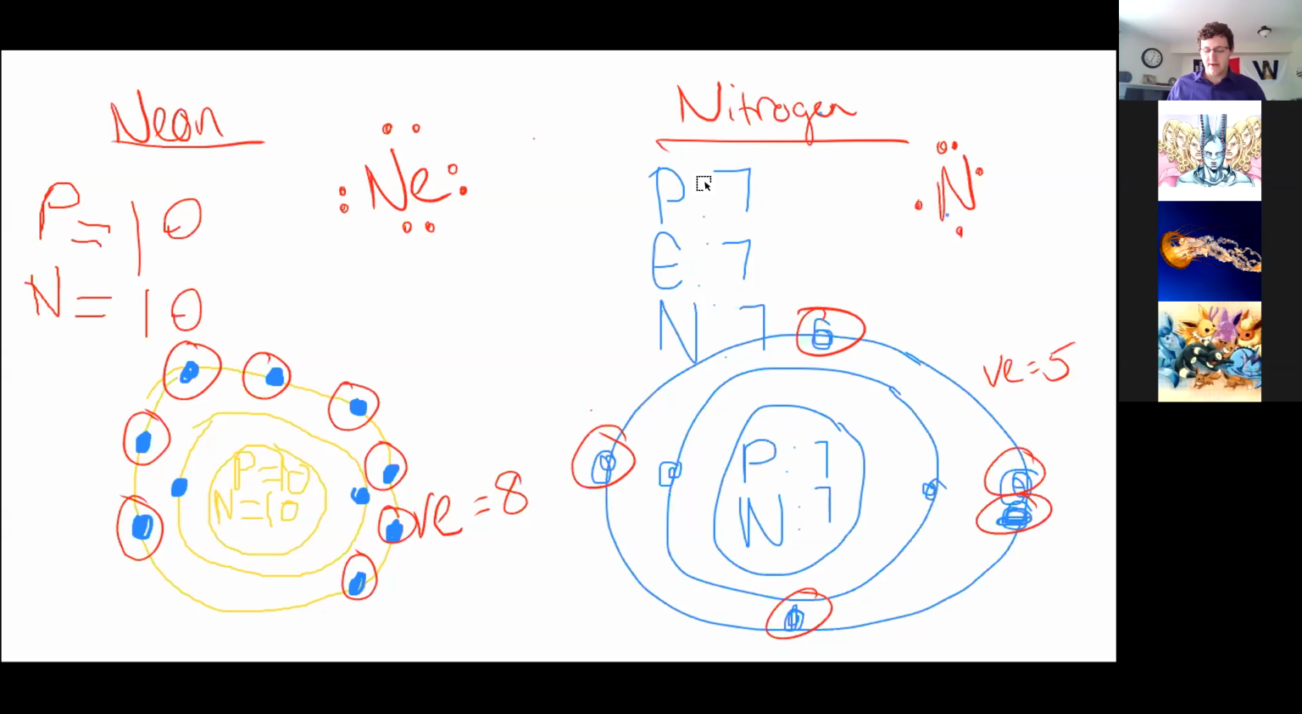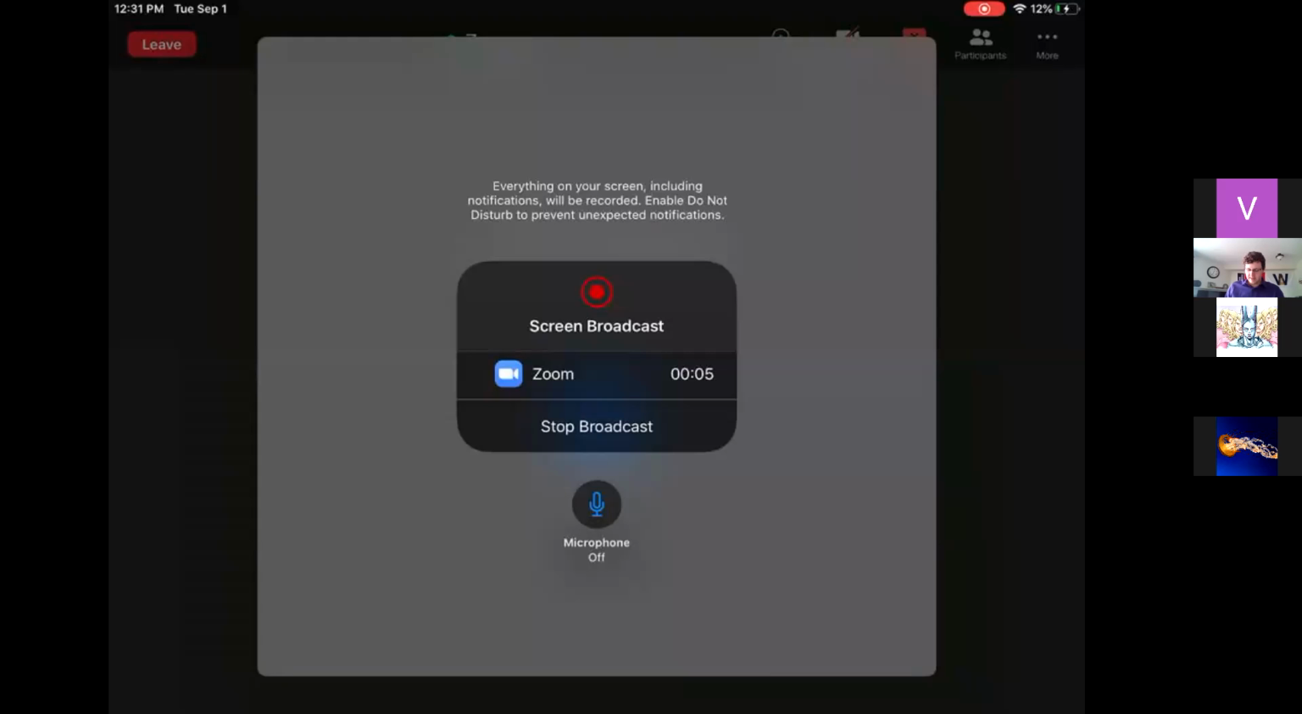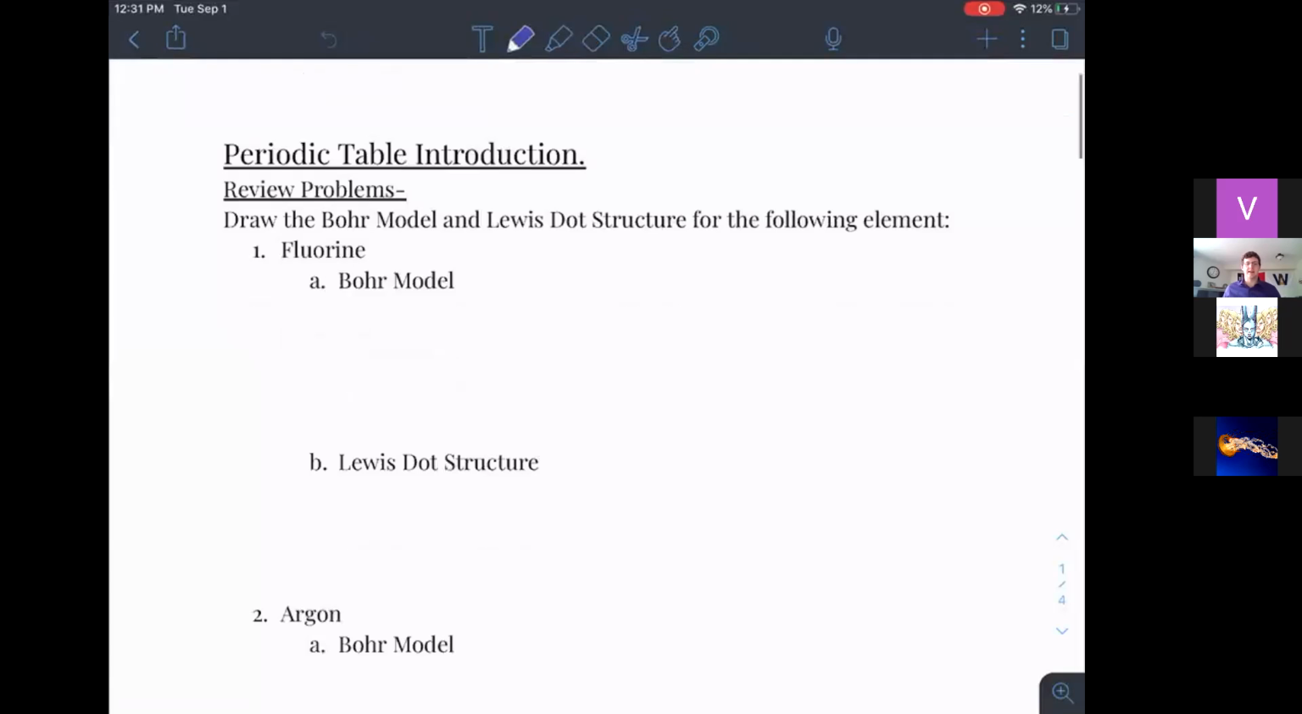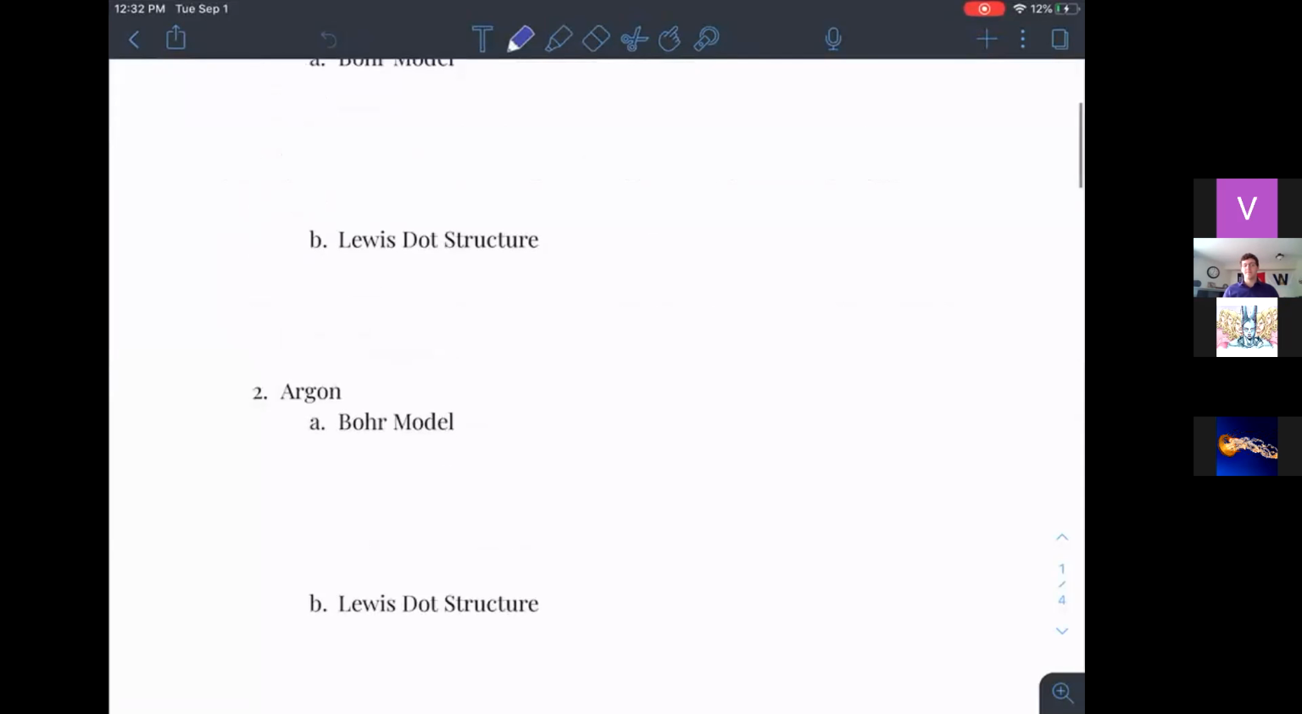What I want us to do now is go to Canvas. When we get to Canvas, you're going to open up today's assignment, and it's called Periodic Table Introduction. When we open it up, it looks something like this. There are 2 review problems, which means you should know how to do these, or if you don't, ask questions. It's creating 2 Bohr models, one for fluorine, one for argon. Then you're going to do the Lewis dot structures for both of them.